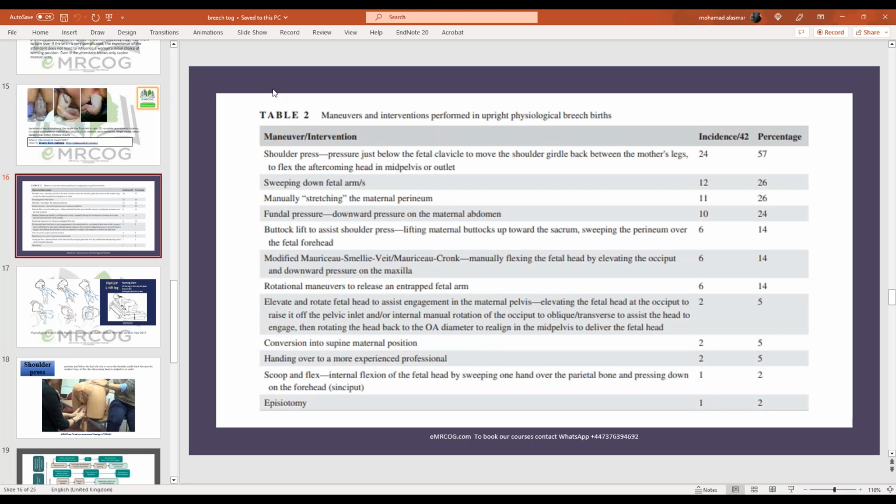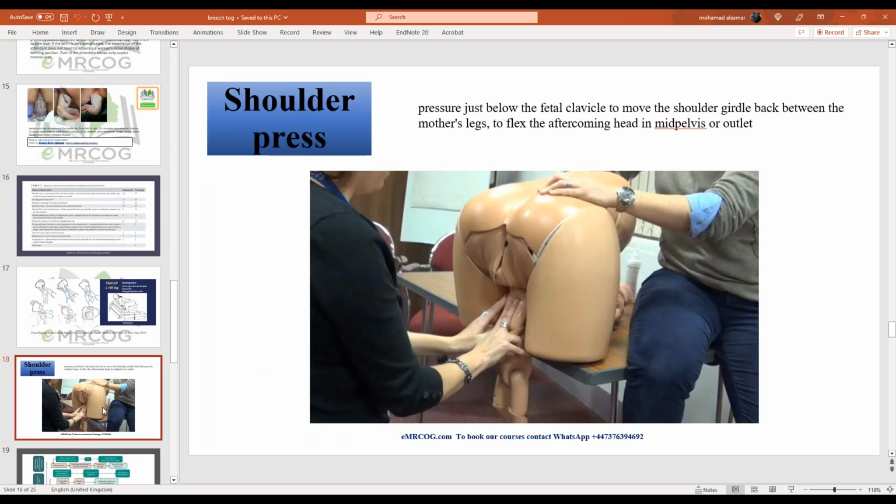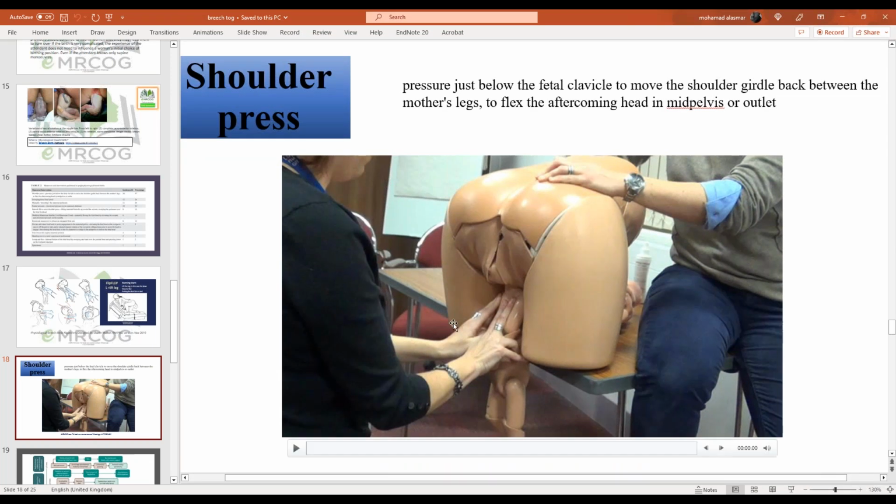Okay, so the first maneuver, my friend, is the shoulder press. What is the shoulder press? Shoulder press is pressure just below the fetal clavicle to move the shoulder girdle back between the mother's legs to flex the aftercoming head in the mid-pelvis or outlet. A picture is better than 1,000 words. Can you see here, guys?